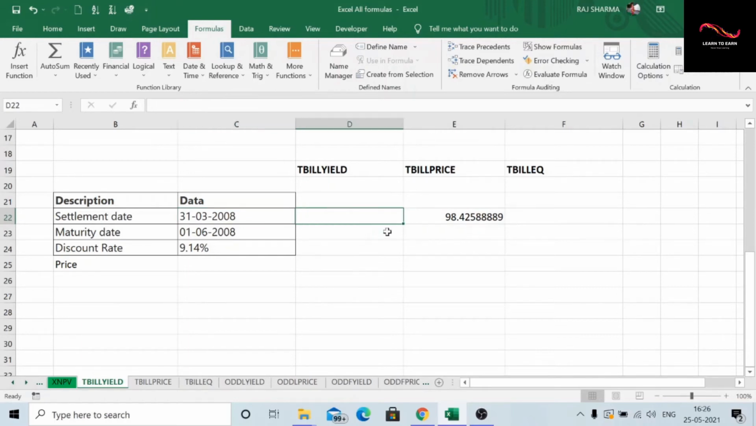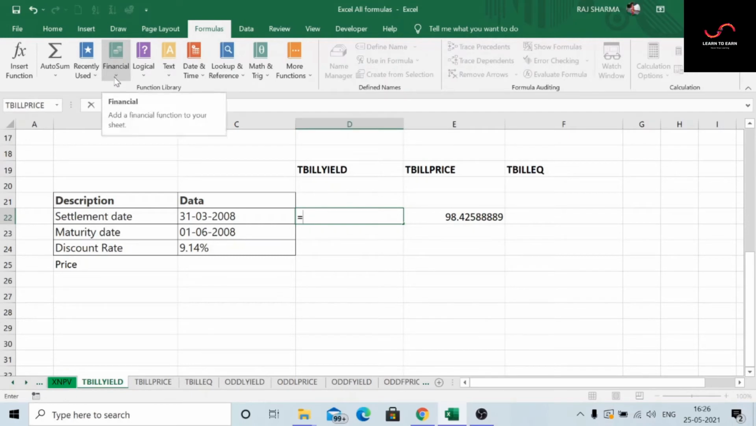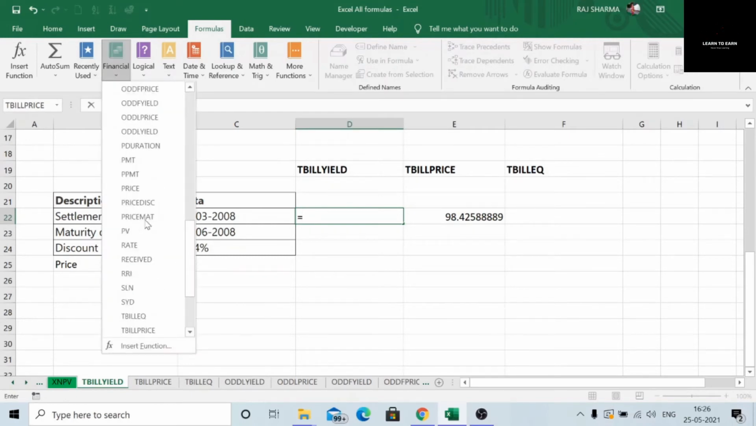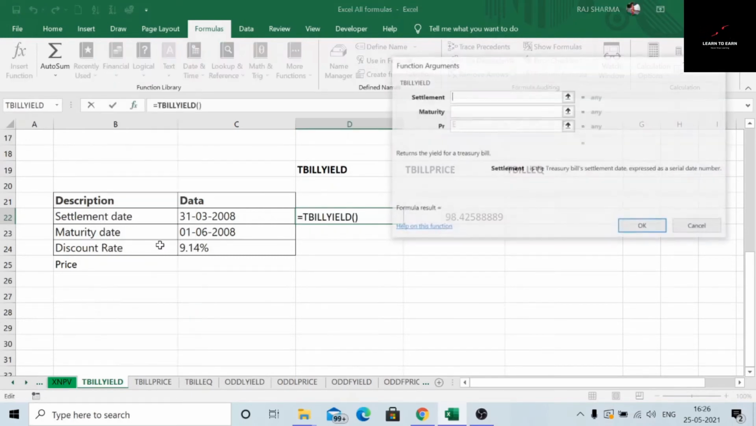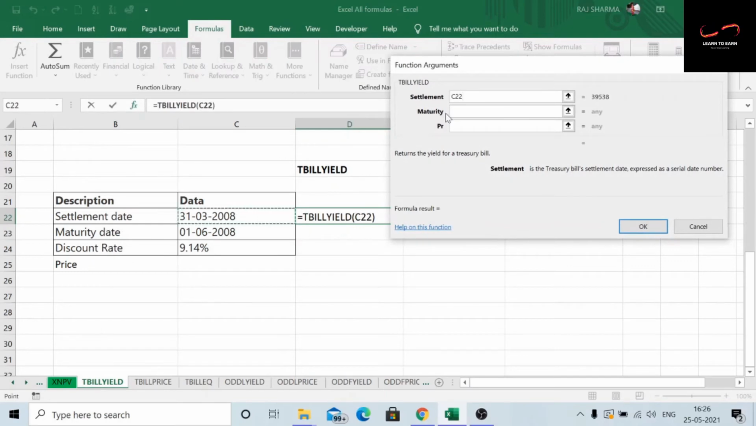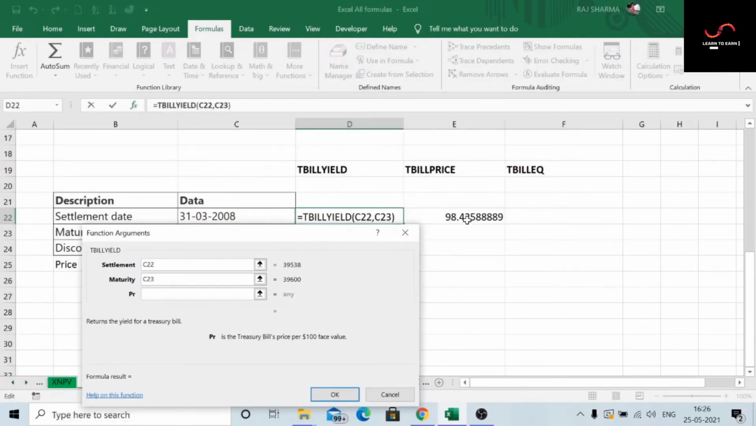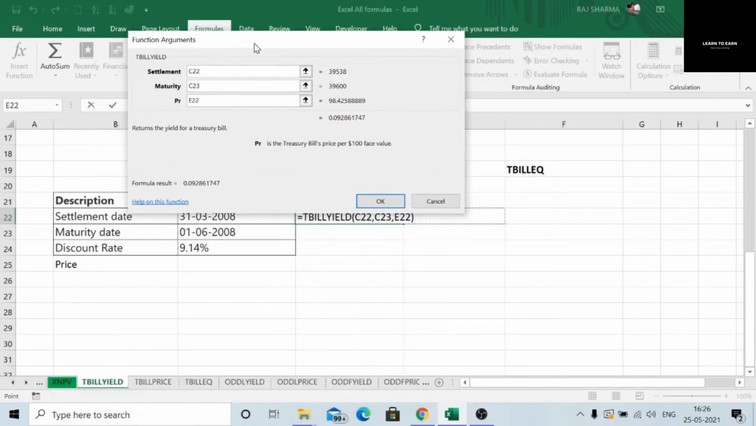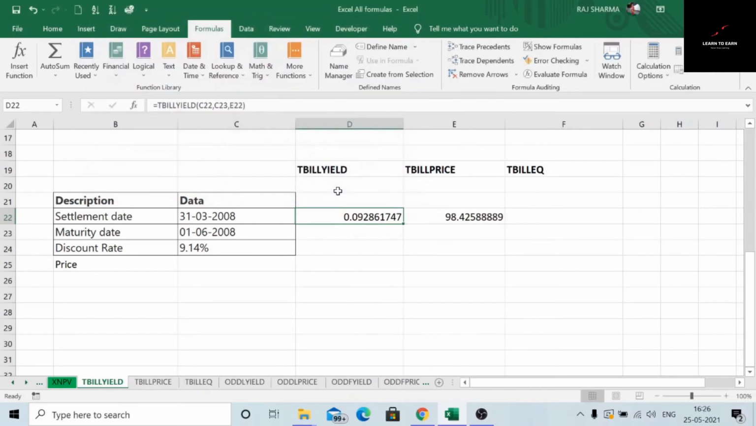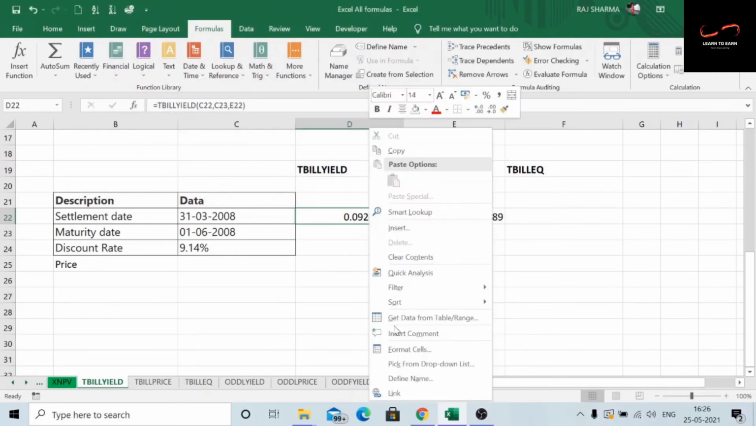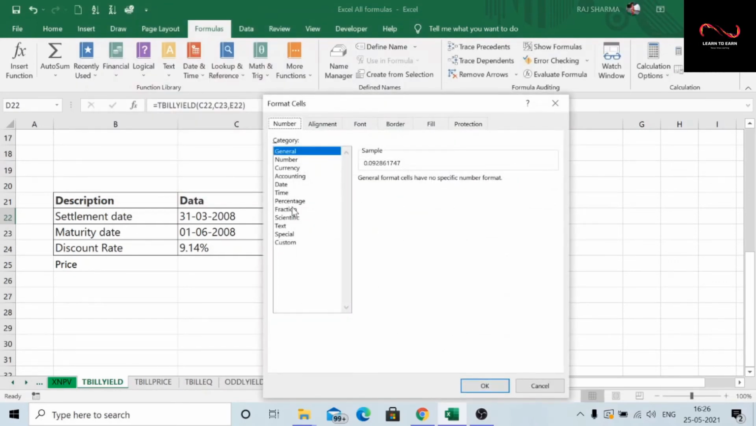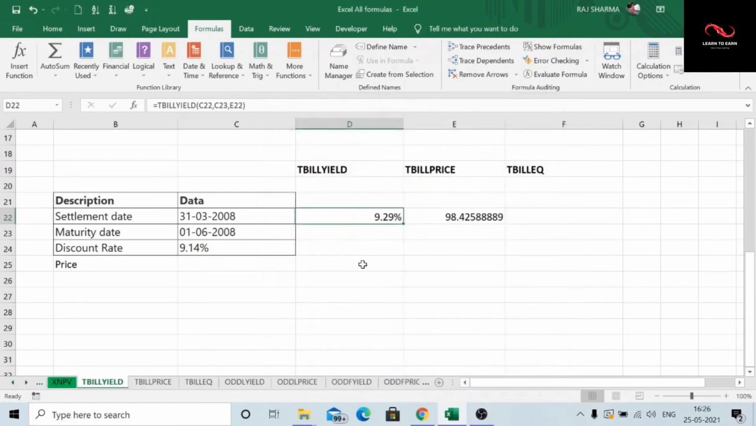So 98.4258 is the price at which I have acquired this treasury bill on 31st March 2008. Now let us try to work out the yield for this treasury bill. Again go to the same financial functions and get the treasury bill yield. Put the settlement date, put the maturity date, and here you have to put the price of the security at which we are acquiring, 98.42, and you can see the yield for this treasury bill is 9.29%.